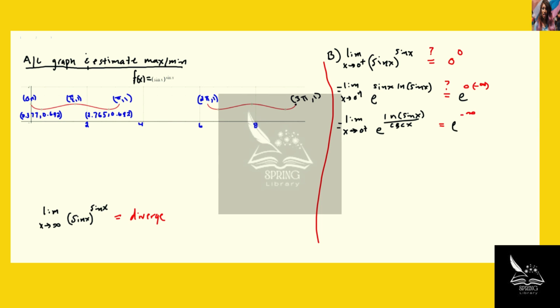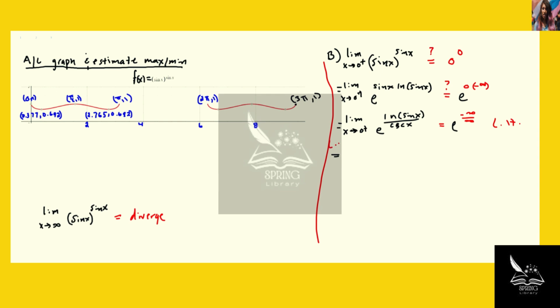So again, our numerator is going to be negative infinity, and then our denominator is going to go to infinity, because remember, cosecant is just 1 over sine. And since we're approaching from the right, all the values for sine should be positive. So we have negative infinity over infinity. So that means let's apply L'Hopital's rule.